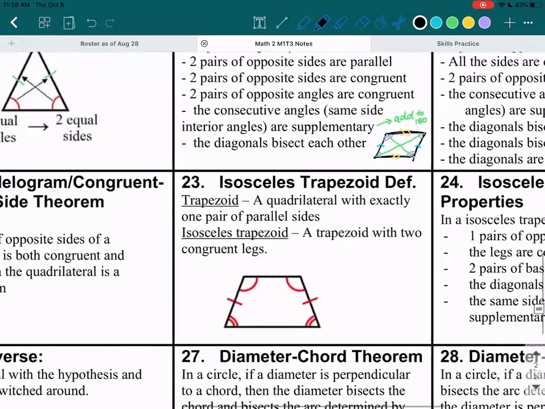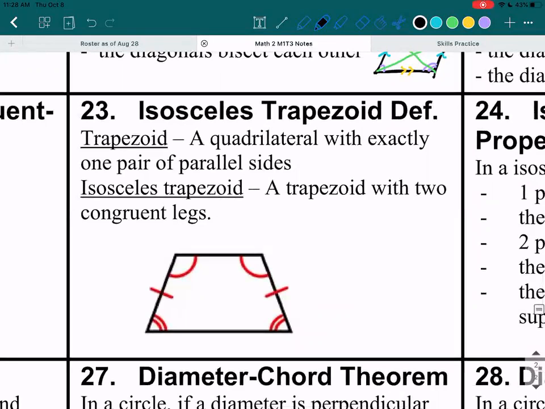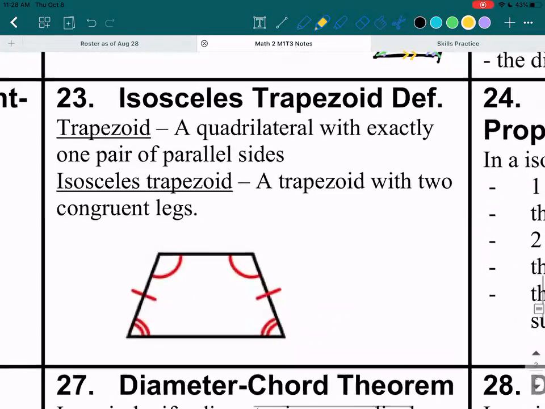We have isosceles trapezoid definition. So a trapezoid is a quadrilateral with exactly one pair of parallel sides, that being these two, those are parallel. And an isosceles trapezoid is a trapezoid with two congruent legs. So these, let me do it in a different color. These are your legs, and if they are congruent, then you have an isosceles trapezoid.